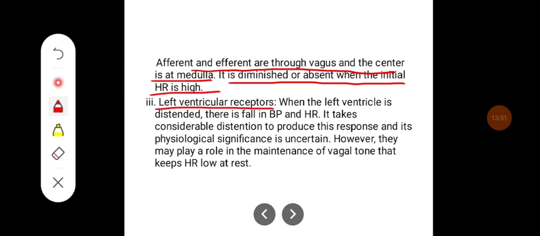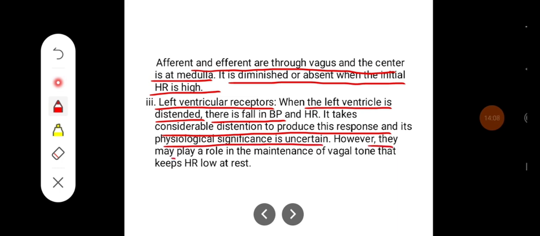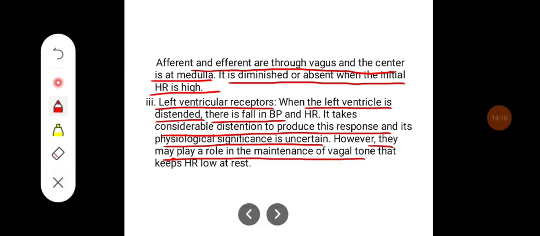Then we have also the left ventricular receptors. When the left ventricle is distended, there is a fall in blood pressure and heart rate. It takes a considerable distension to produce this response, and its physiological significance is uncertain. However, they may play a role in the maintenance of vagal tone that keeps the heart rate low at rest.